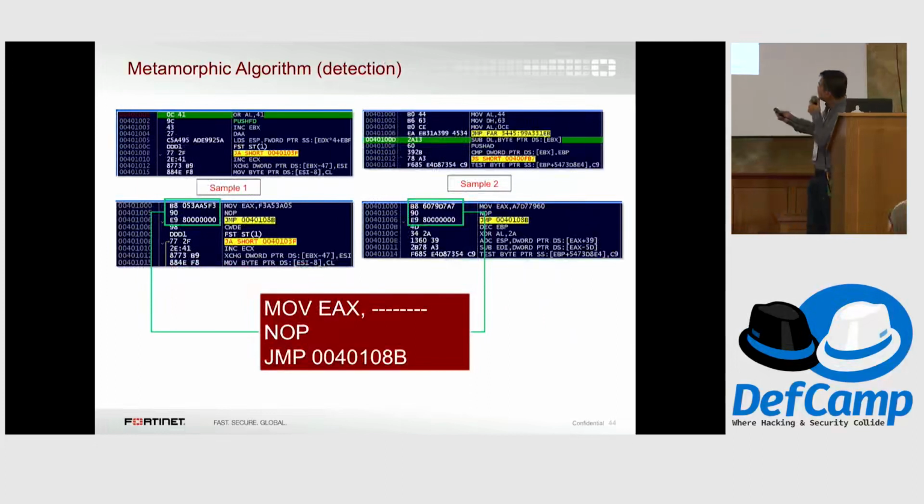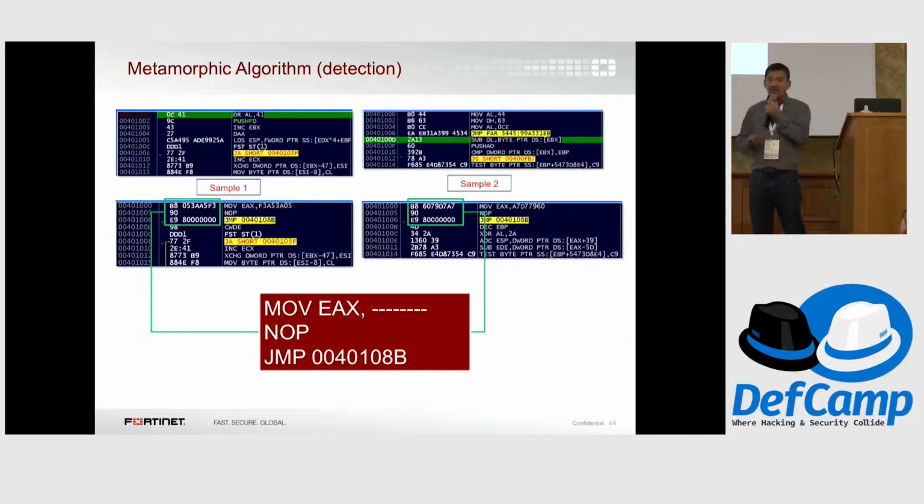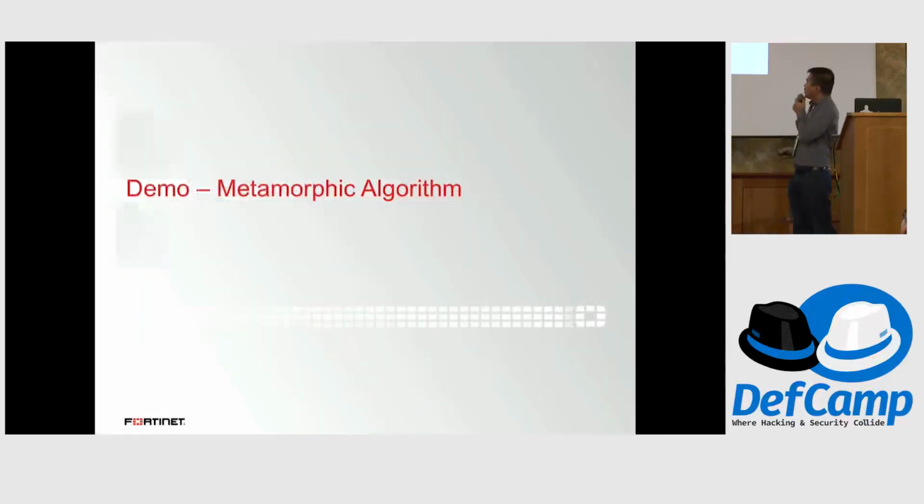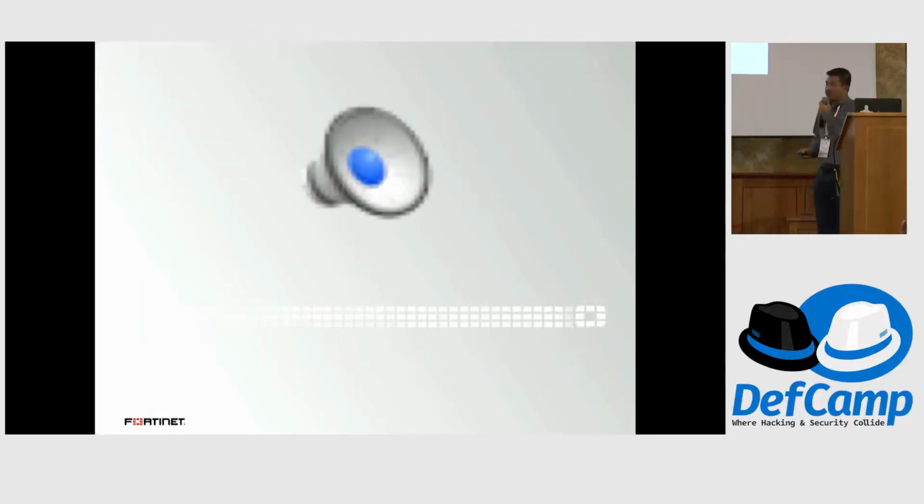See, everything here is actually doing something like this. The only difference is this one changes. If you want to do the detection, all you have to do is look for this one. They are the same in every infected code. How to get that one? I'll show you a video on how to get those things.